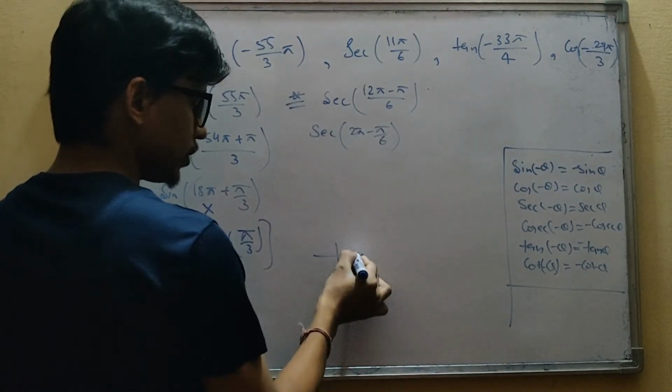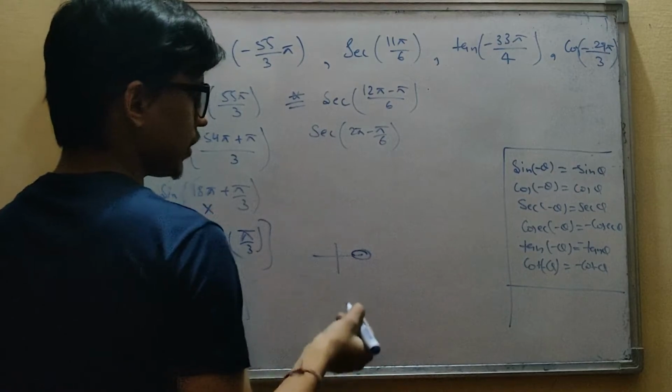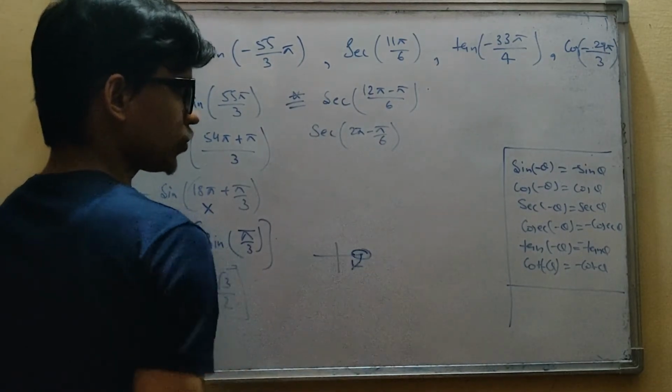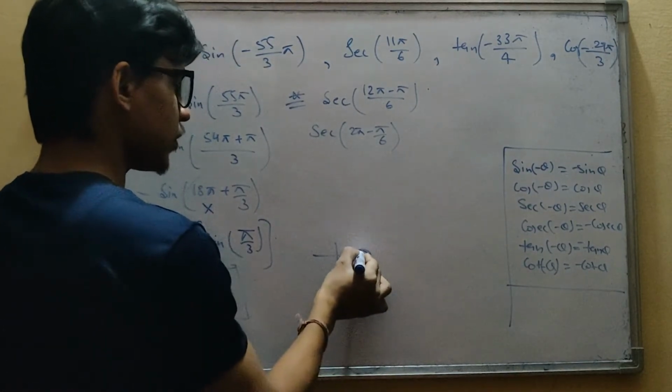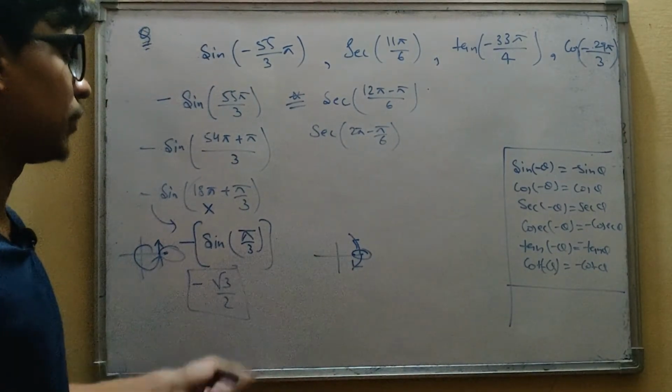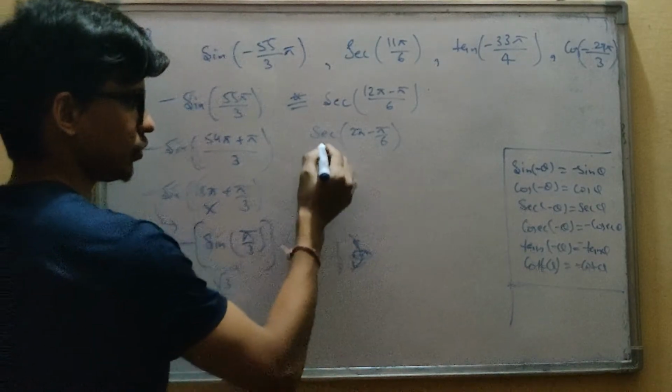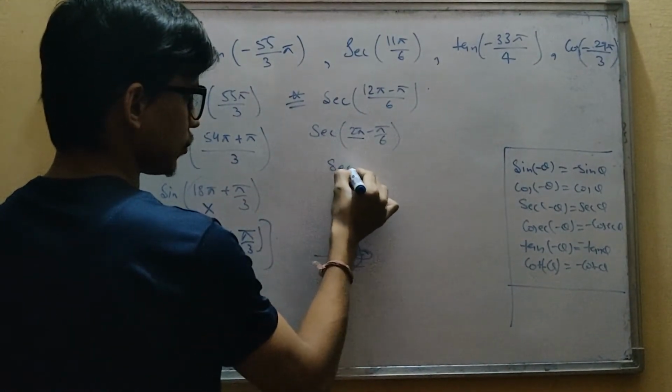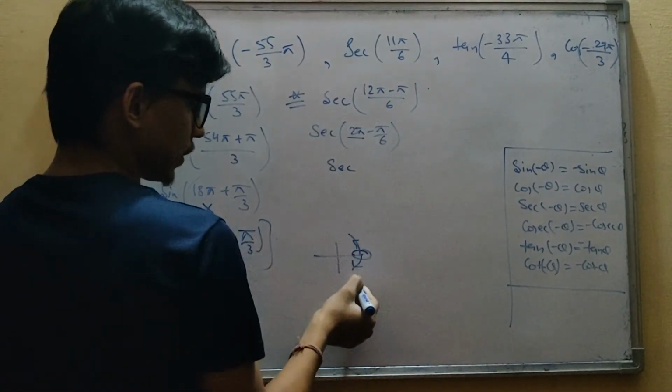So 0 is this and 2 pi is this as well, right? If you subtract something, you are going to get in fourth quadrant, right? Addition means go upside and subtraction is go downward. So 2 pi minus pi by 6 means, because of this 2 pi, it is going to be sec, and minus pi by 6, right?